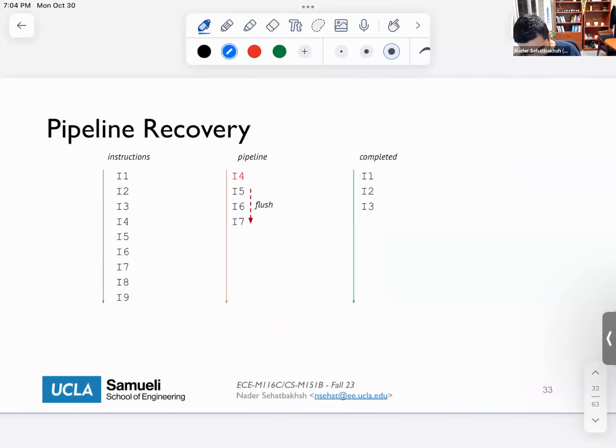Okay. Now let's say this I4 instruction was a branch instruction. And let's say this was a branch that's supposed to be taken, but we predicted not taken. If we predicted not taken, then what we would do, if you remember, is fetch I5, I6, and I7. And then at some point, say at the mem stage, we're going to realize that we made a mistake, because our branch resolves at the mem stage. So in that case, I need to flush I5, I6, and I7.